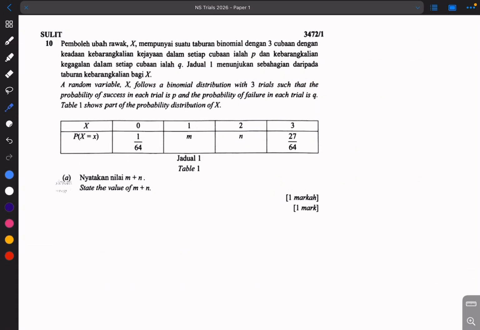Question 10. A random variable follows a binomial distribution with 3 trials. So the possible outcomes will be 0, 1, 2 and 3. They want us to find the value of m and n. So this is the total, all the probabilities here. The total probability, if you add up everything, must equal 1. So it's quite easy to find m and n. You just have to write 1 over 64 plus m plus n plus 27 over 64 equals 1. So making m plus n the subject, you get 1 minus 27 over 64 minus 1 over 64.